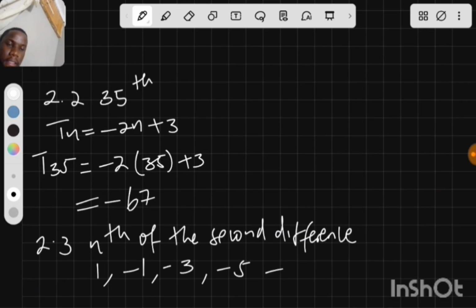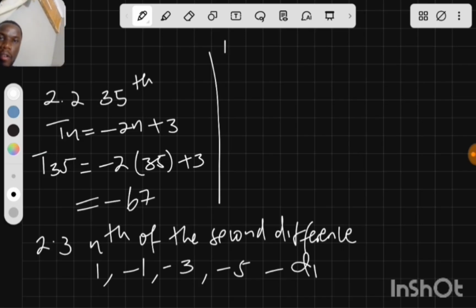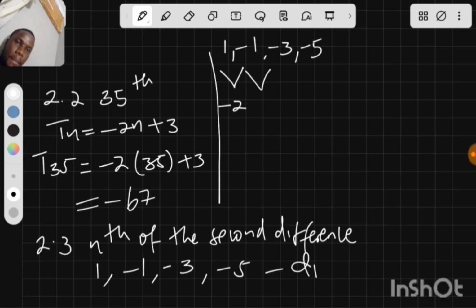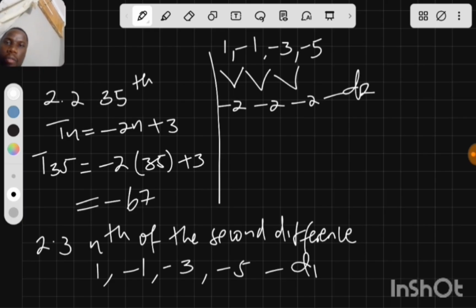This is the first difference, d1. So now we are looking at the second difference. 1, minus 1, minus 3, minus 5. Then we want the second difference. Minus 1 minus 1 gives you minus 2. Then minus 3 minus minus 1 gives you minus 2. Which is the d2. I'm pretty sure you understand.